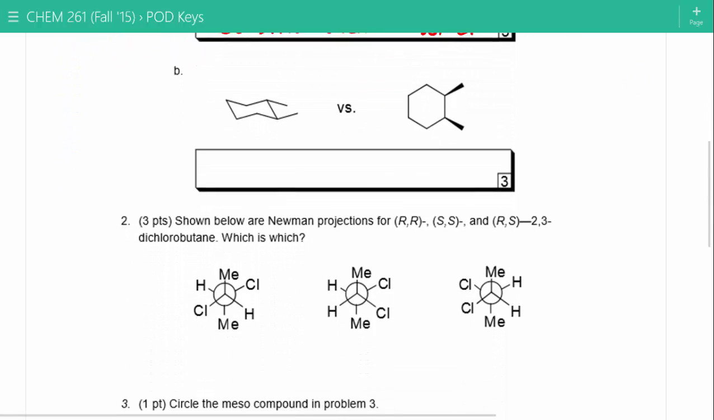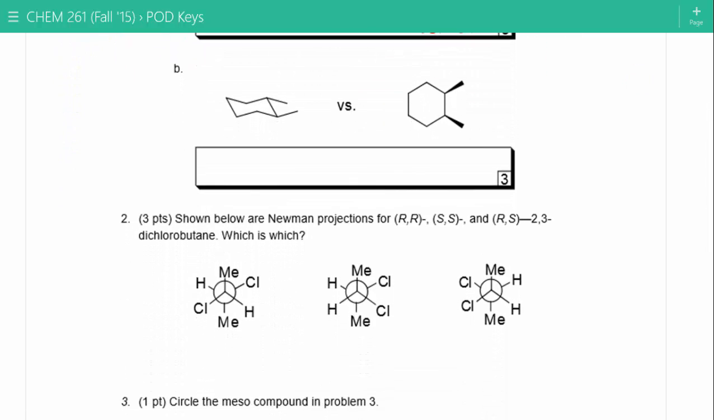All right, part B. Again, I don't like comparing apples to oranges. Let's compare apples to apples. So I'm going to redraw this chair structure as a 2D bond line. And if we think about this carbon over here, it's a dash, and this carbon would be a wedge, right? So in this case, we've got a trans dimethylcyclohexane, right?